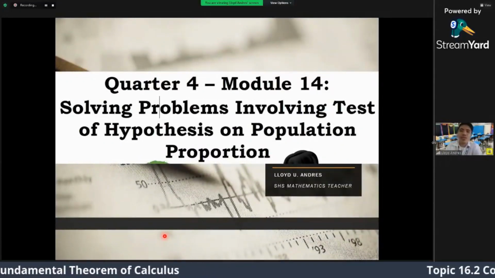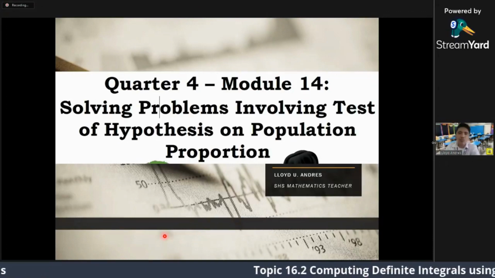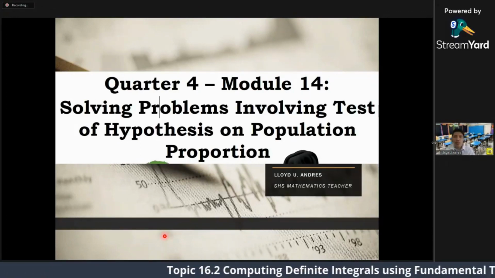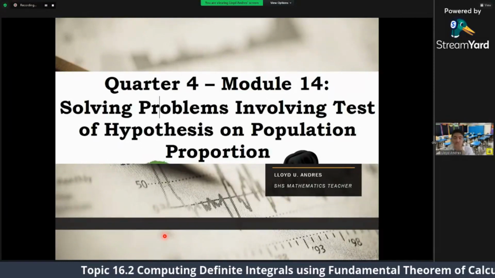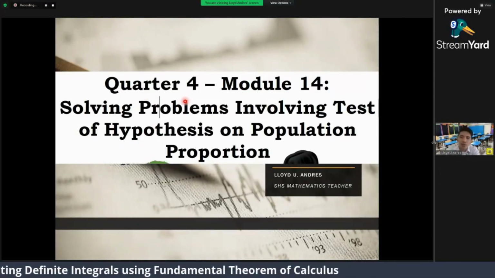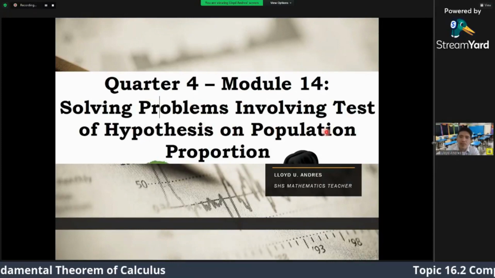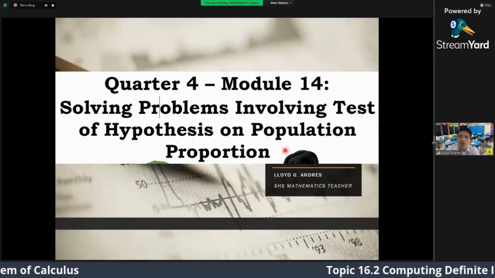So actually that's all. In our previous lesson, we practiced everything, and this is like just a summary. So that's all for quarter 4, module 14, solving problems involving test of hypothesis on population proportion.